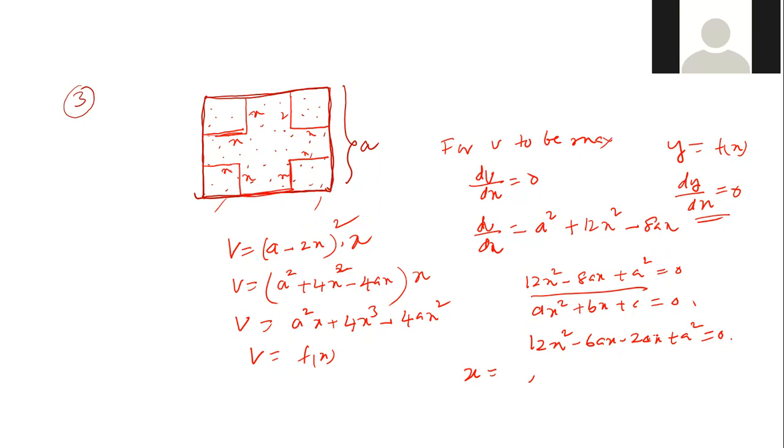Sir, x is a by 6 comma a by 2. X is how much? A by 6 and a by 2. Now a by 2, if you put it, 2x cancels, a minus a gives 0. We don't want the volume to be 0, right? So this will be ignored. So x equals a by 6. If you cut that, you get the box's maximum volume.